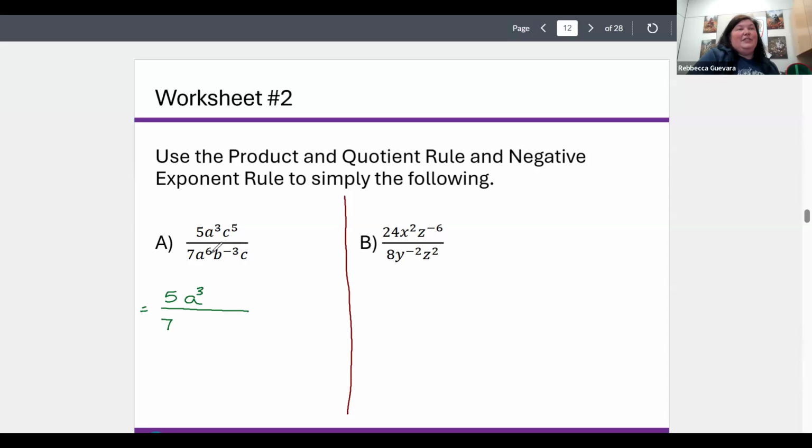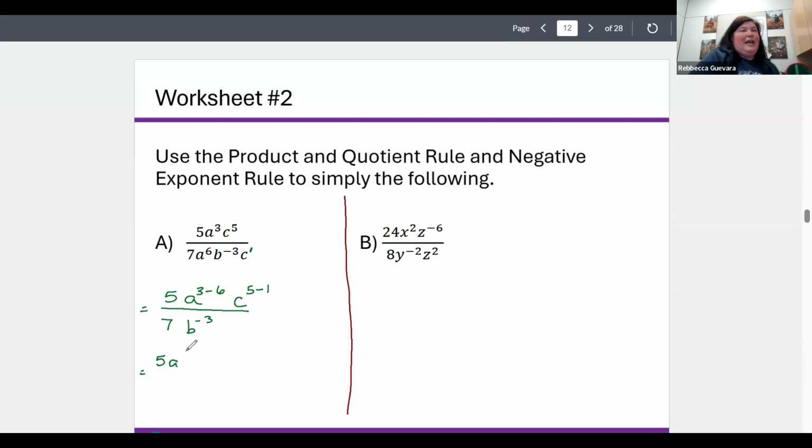And then we have A to the power of 6 on the bottom. So because it's a quotient, we keep the 3 and then we subtract the 6. If we look at C there, we have C to the power of 5. And then we have a C down here. So this one looks like you don't see an exponent. Remember, it has an invisible 1 on it. So this is 5 minus 1. Now B, we'll keep B down here because B doesn't have any friends to combine with.